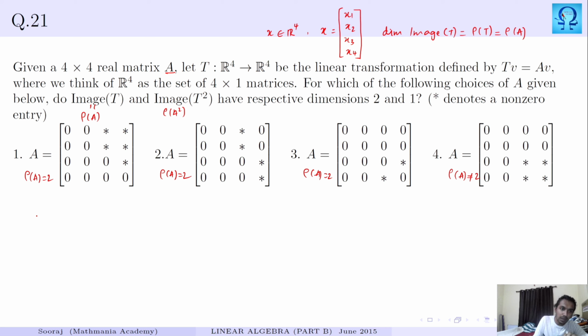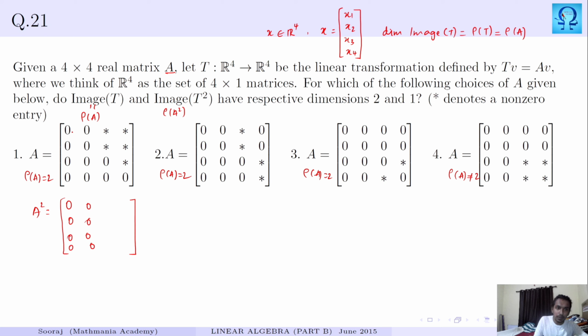Now let us try to evaluate A squared. How are we going to evaluate it? We will check if we have a non-zero entry at a particular position or not. Here, in the third column and the fourth column we have some non-zero entries. When you multiply a row with the first or second column, you are going to get 0 only.